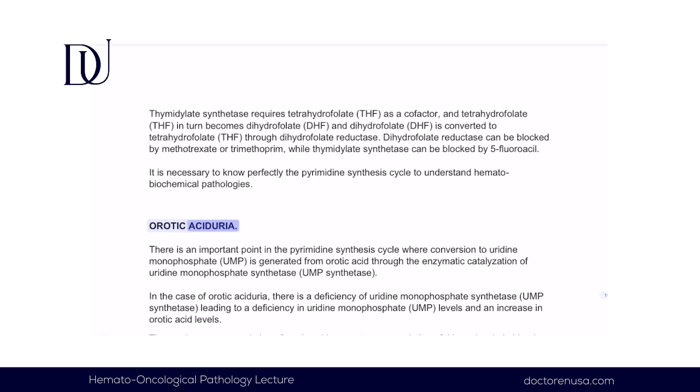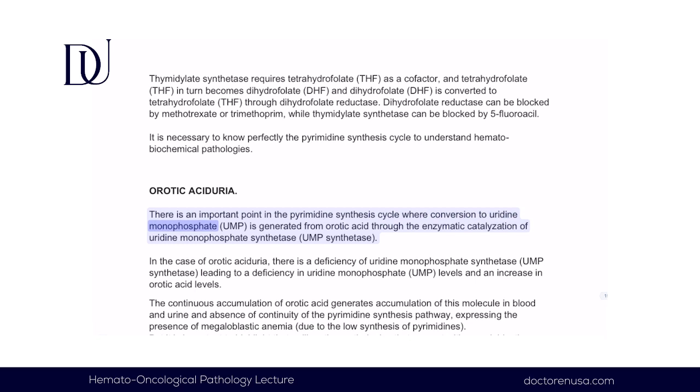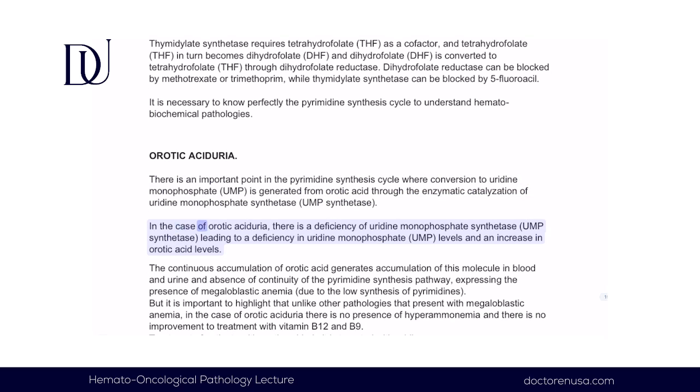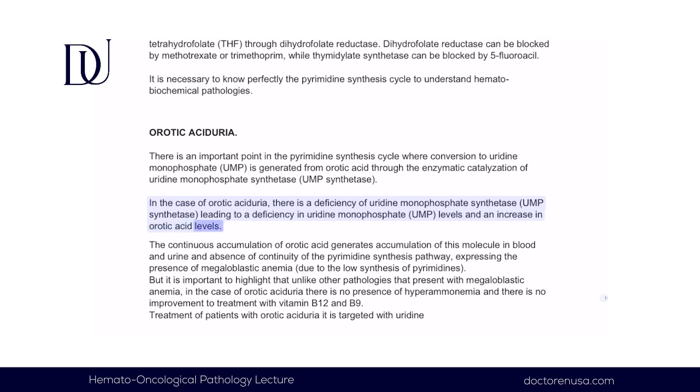Orotic aciduria. There is an important point in the pyrimidine synthesis cycle where conversion to uridine monophosphate (UMP) is generated from orotic acid through the enzymatic catalyzation of uridine monophosphate synthetase (UMP synthetase). In the case of orotic aciduria, there is a deficiency of uridine monophosphate synthetase (UMP synthetase), leading to a deficiency in uridine monophosphate (UMP) levels and an increase in orotic acid levels.